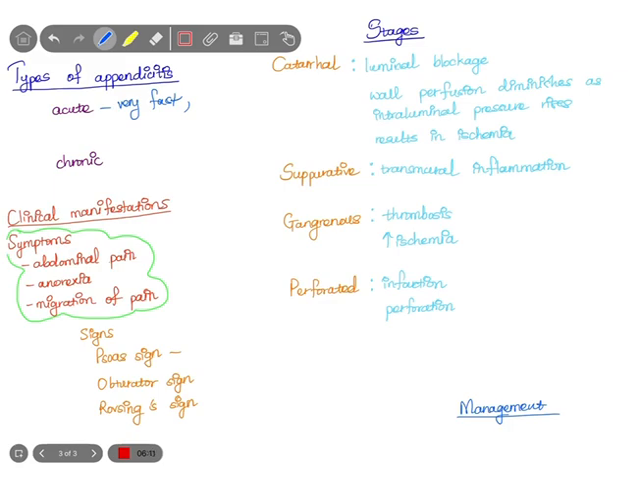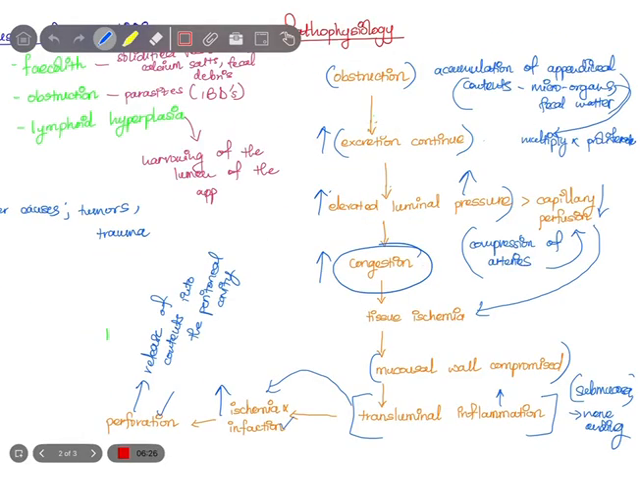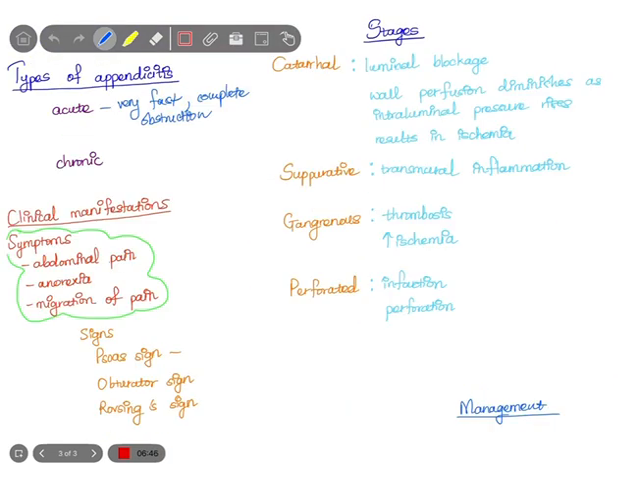Acute appendicitis occurs due to complete obstruction of the appendix, increased luminal pressure, congestion in the veins, compression of the arteries, reduced perfusion, also ischemia, and transluminal inflammation, ultimately infarction and perforation. This is how it happens.